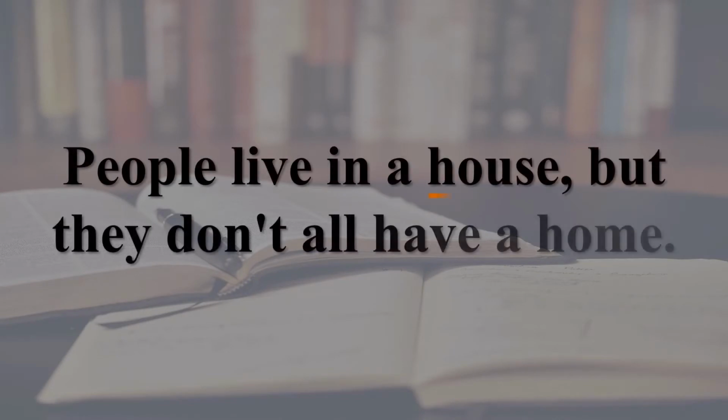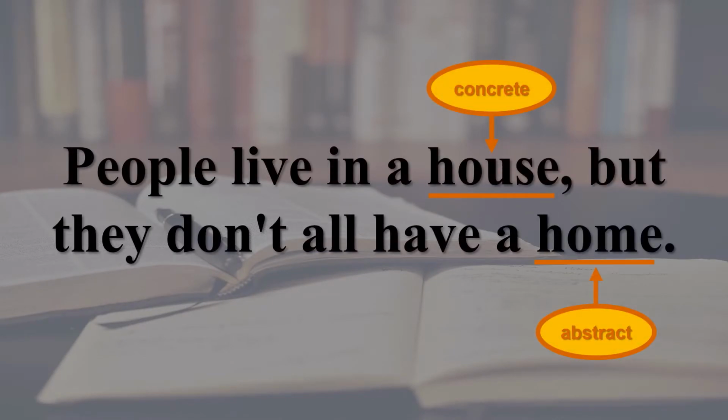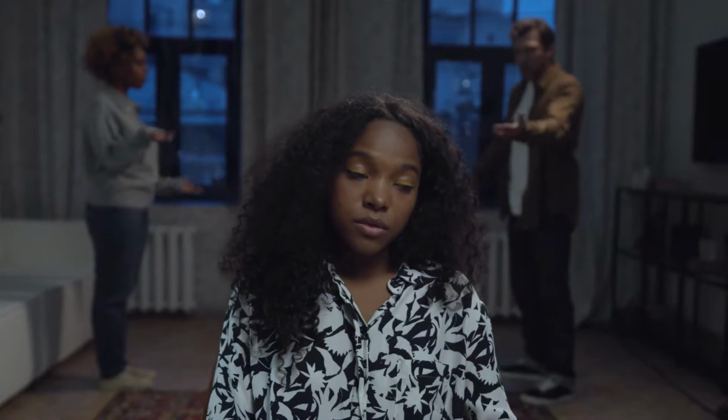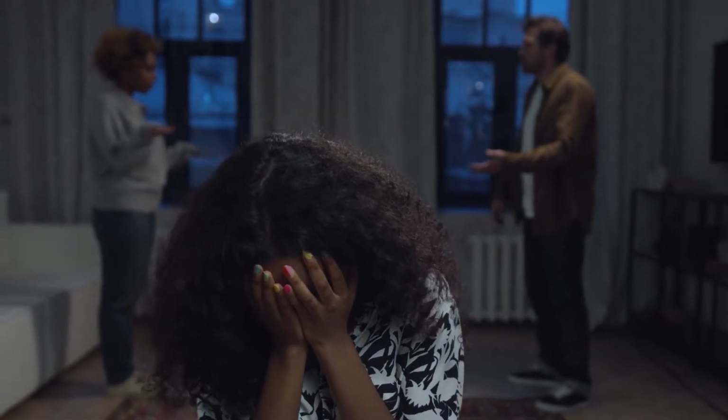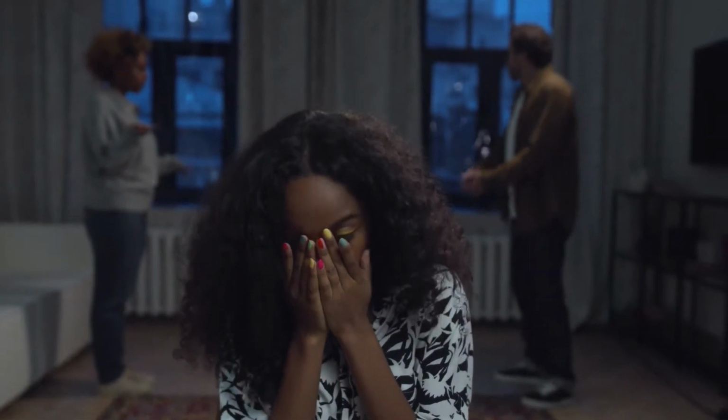One example I've always loved to use is this: people may live in a house, but they don't all have a home. Think about the abused person. What if their abuser is their spouse or parent? They may not think of their house as a home.